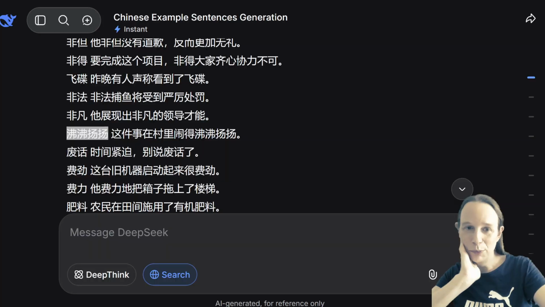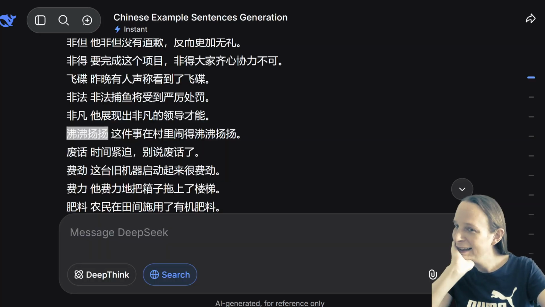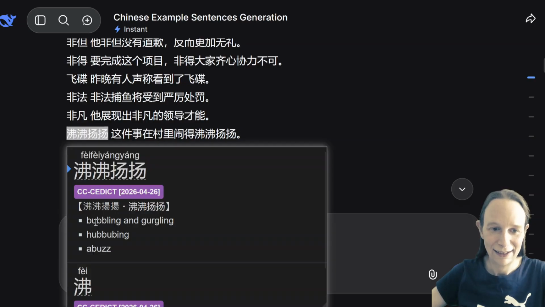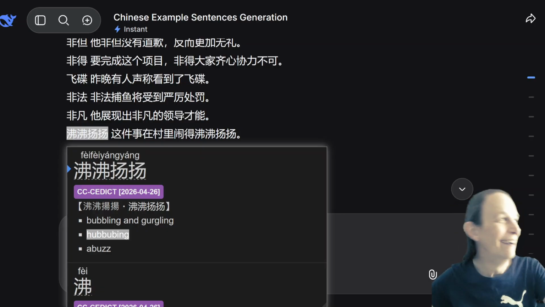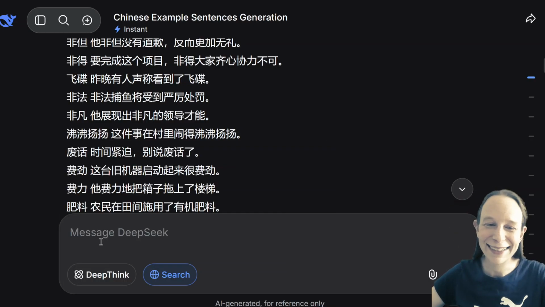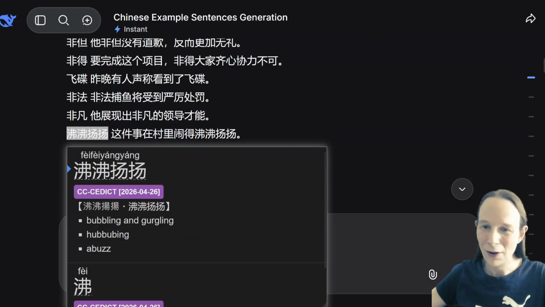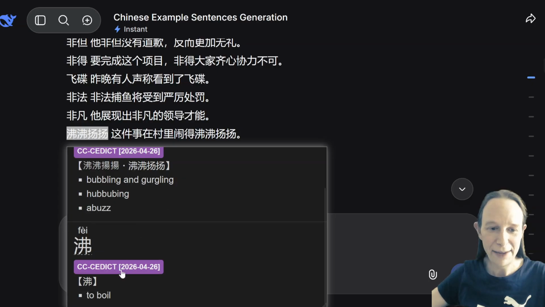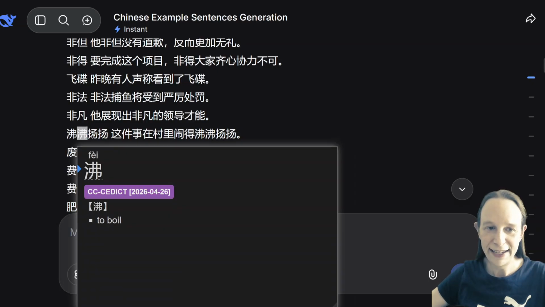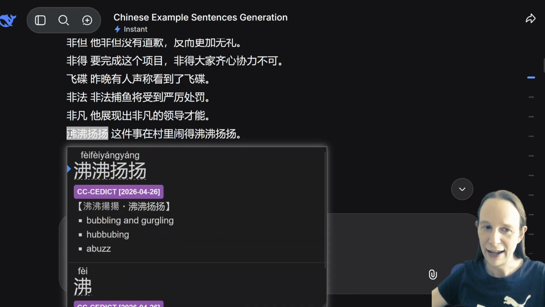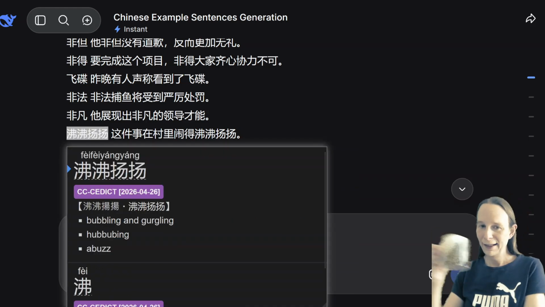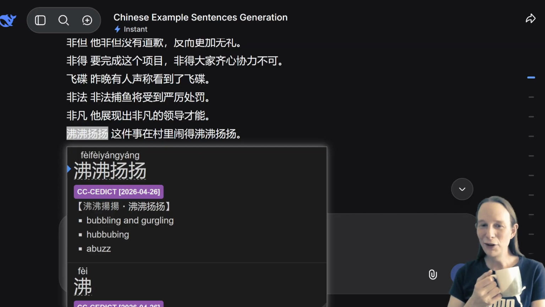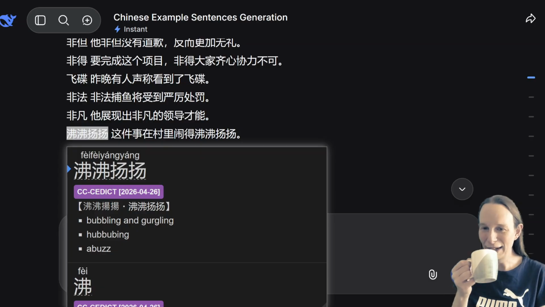This is like boiling, right? Is it not boiling? Bubbling and gurgling, hubbubbing. Is that really a word, hubbubbing? Oh, a buzz. All right, so it's not literally boiling. Fei pertains to boiling. Fei yang, not a word. Okay. Fei fei yang yang. So this is boiling in a non-literal sense, referring to things being a buzz like boiling water, but not boiling water.